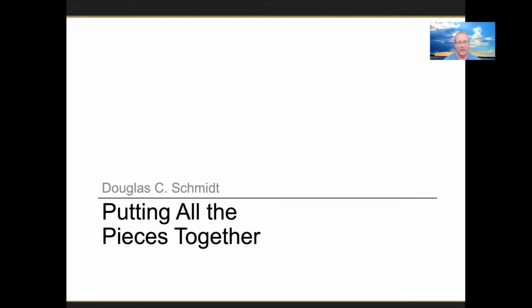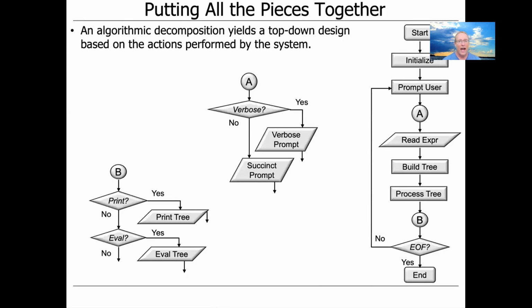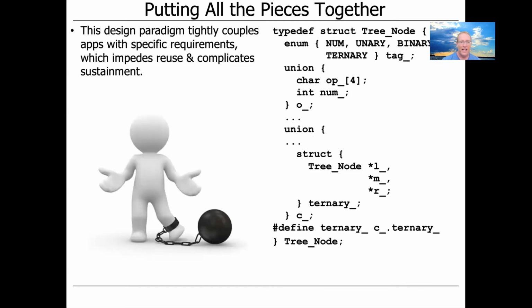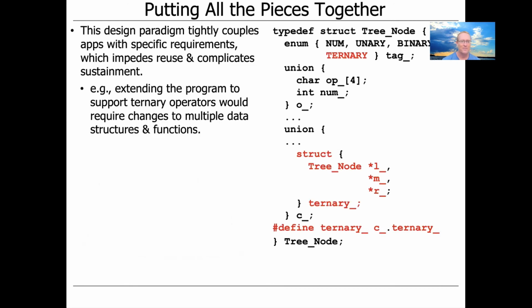So now that we've talked about the downsides with this particular approach, let's put all the pieces together. Algorithmic decomposition yields top-down design based on the actions performed by the system. You can see here I have a bunch of flow diagrams, control flow diagrams, and data flow diagrams that show how the actions take place. And this particular way of doing things, which again is very popular historically, luckily not quite as popular now if you know what you're doing, tightly couples the apps with specific requirements, which impedes reuse and complicates sustainment and evolution. So we end up basically programming ourselves into a corner, as I like to say.